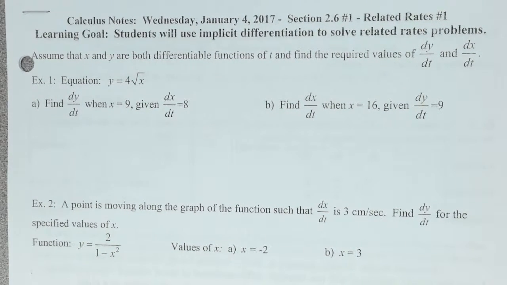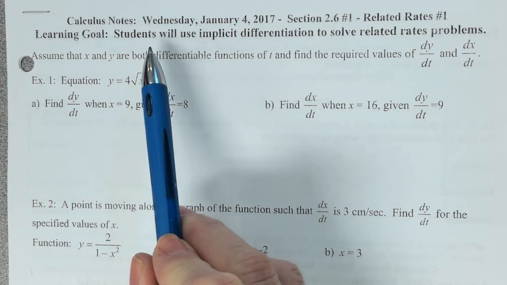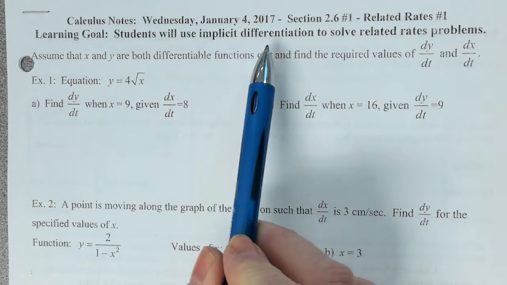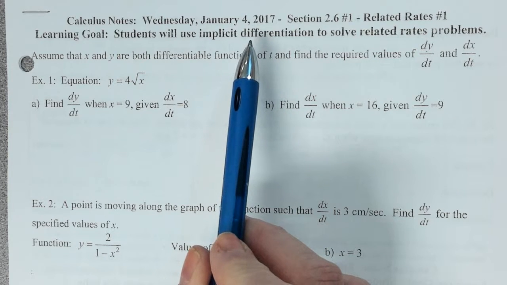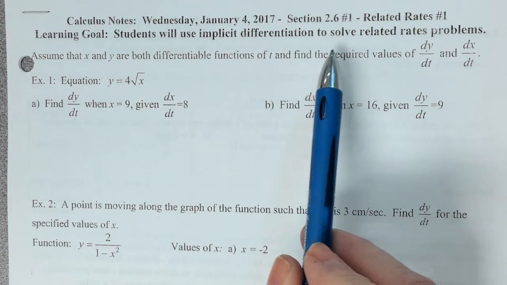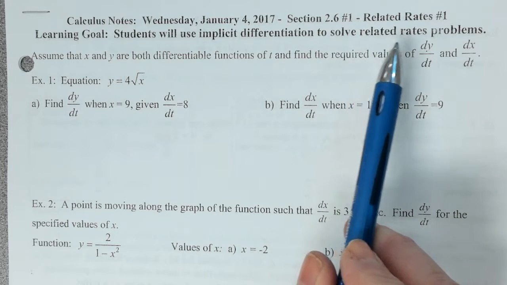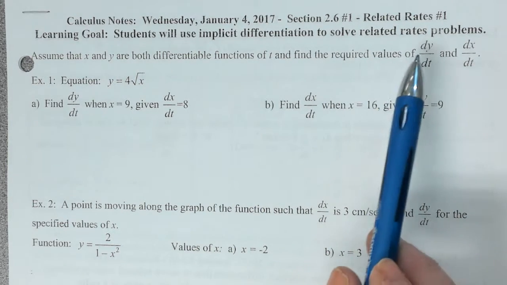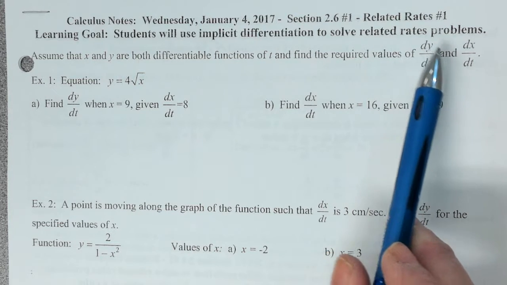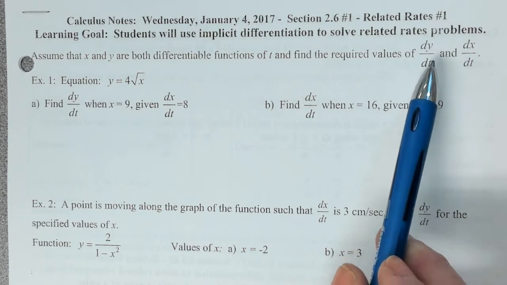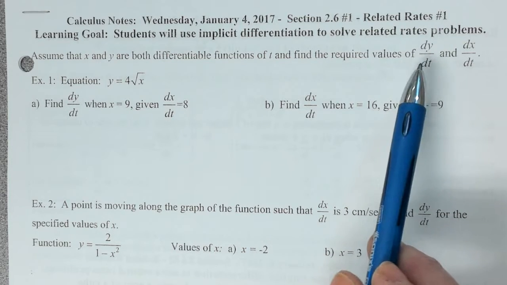Okay, so like I said, today we will be taking derivatives with respect to time instead of with respect to x. So at the beginning of our notes here, it says that we're going to be using implicit differentiation. That just means that the function may or may not be solved for y. And then we're going to use that to solve related rates problems. Related rates means comparing one variable to another one. The change in one, or the rate of change of one variable compared to the rate of change of another.